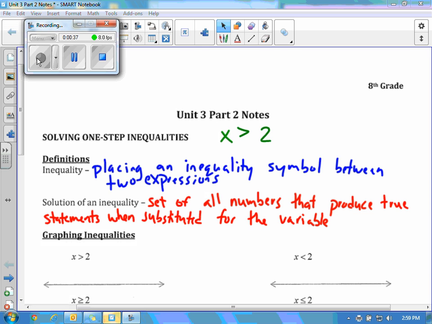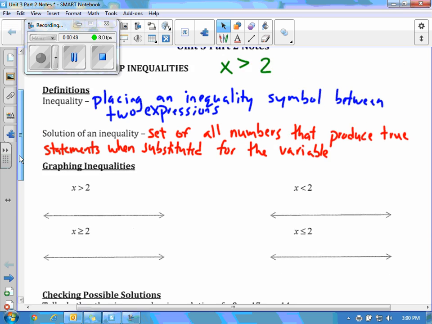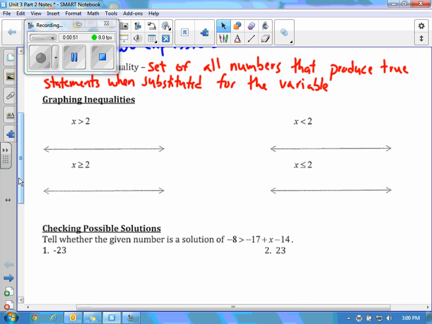The next one is solution of an inequality. The solution is the set of all numbers that produces true statements when substituted for the variables. Okay, and that'll make more sense when we get to it. We also need to review graphing inequalities. So I'm going to walk you through a couple examples here.